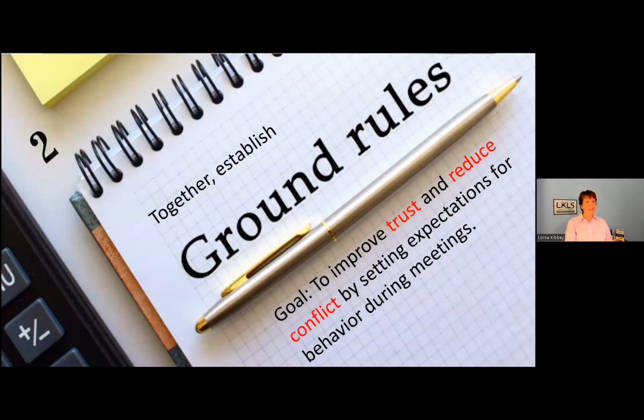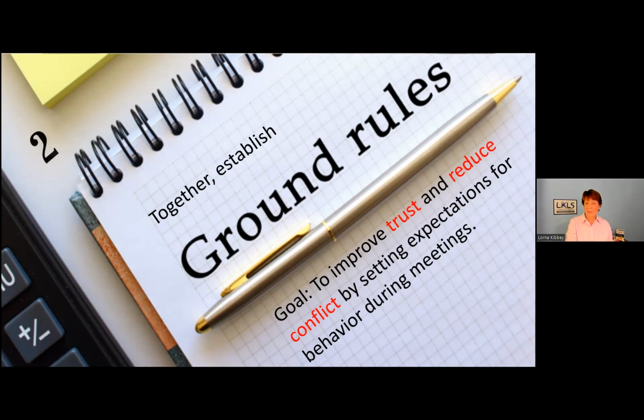Here's another thing. We just talked about this in the last session, establishing ground rules. Believe it or not, this is a great team activity. It builds trust. It helps people to be clear about what we're doing, and it really helps enhance performance. And I think I told you before how to do this, but it improves trust, reducing conflict by setting expectations for behavior during meetings. And when you do this, you have the basic rules and principles defined, and it's easier for us to hold each other accountable for that.